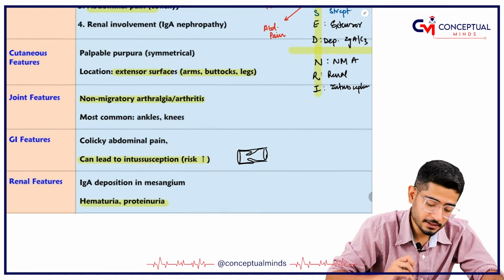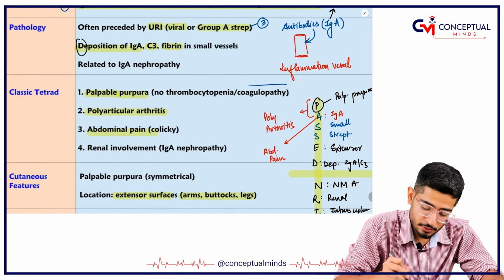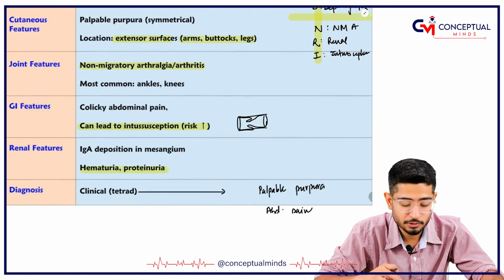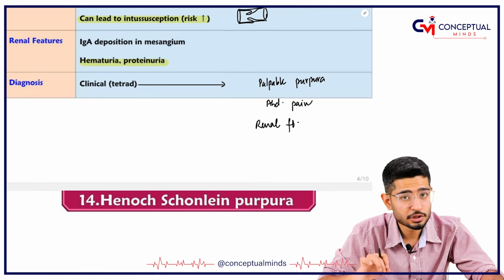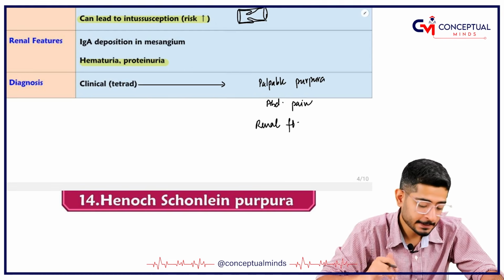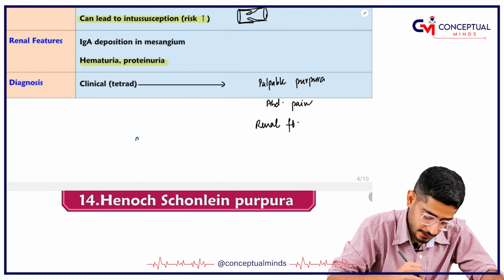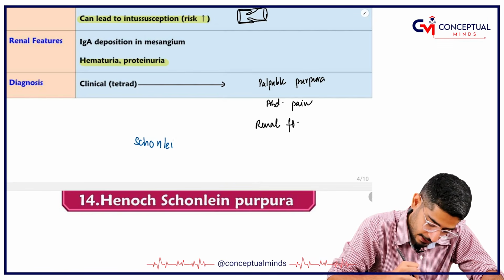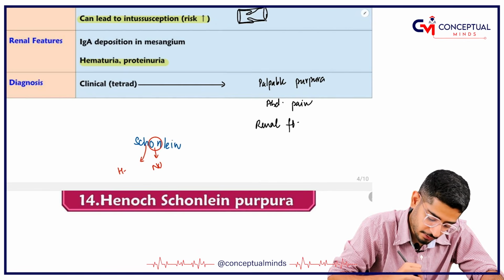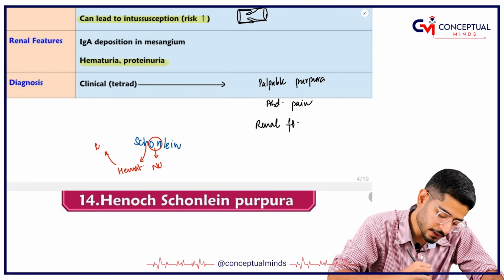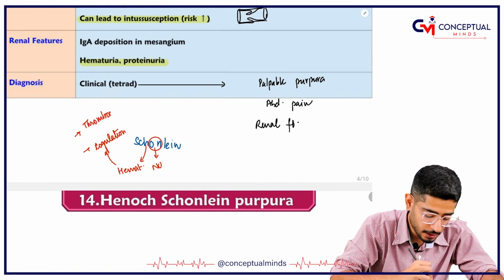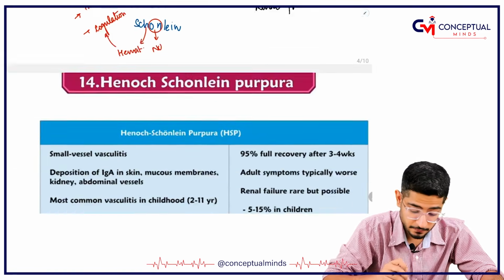Now please, one important thing is there is no thrombocytopenia, there is no coagulopathy in Henoch-Schönlein Purpura. Please remember it always. It actually tells you in the name Schönlein: NO means no. H for hematological disturbance. No hematological issue means there is no coagulation problem which is going to occur. There is no thrombocytopenia. Okay, so this is important. Please don't forget it ever.